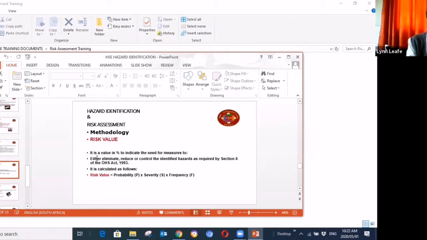Risk value. It is a value in percentage to indicate the need for measures to either eliminate, reduce, or control identified hazards as required by Section 8 of the OSH Act 93. It is calculated as follows: risk value equals probability, severity, frequency.